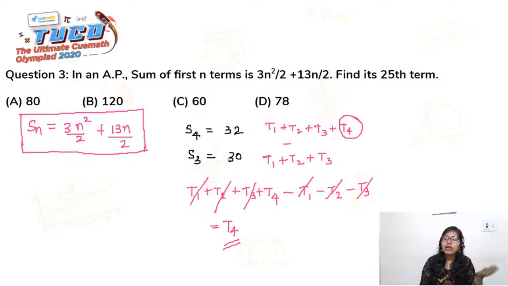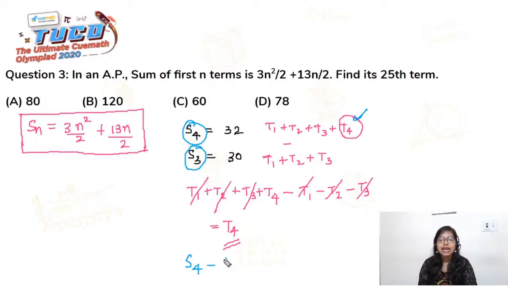So exactly what are we trying to do here? To calculate the value of T4, we are going to subtract S4 minus S3. Does that make sense? So S4 minus S3 is going to be 32 minus 30, and that's going to give you 2. So 2 is my fourth term of the AP. I hope this concept was clear to all of you.